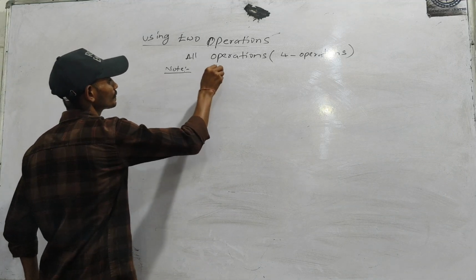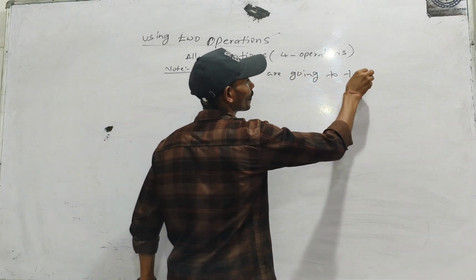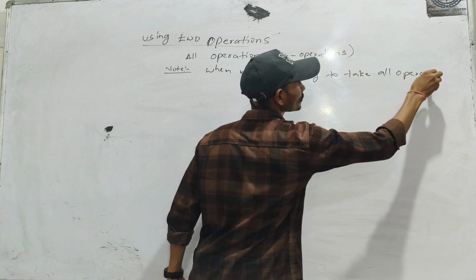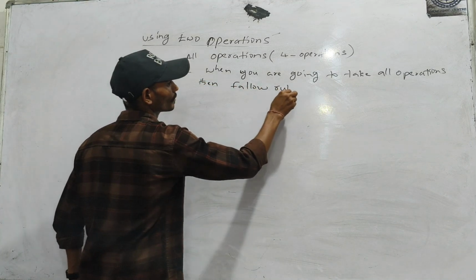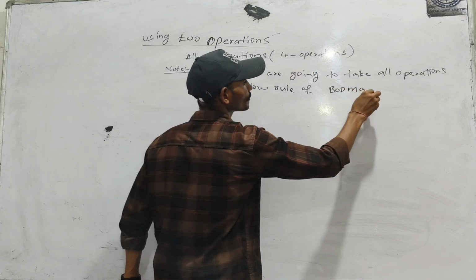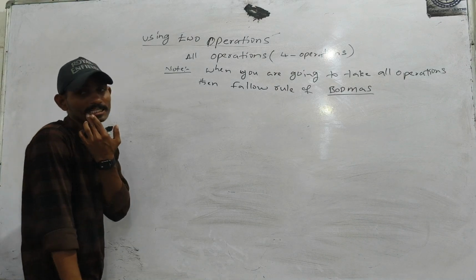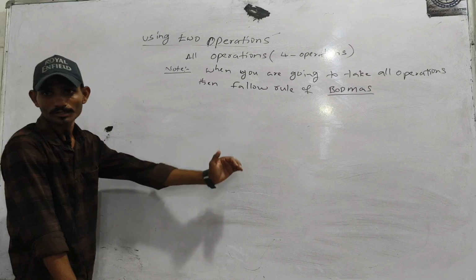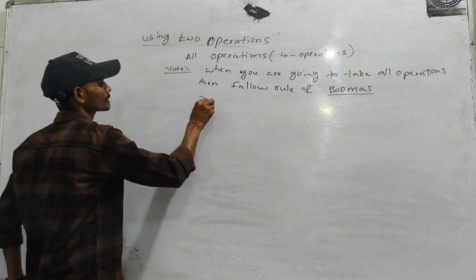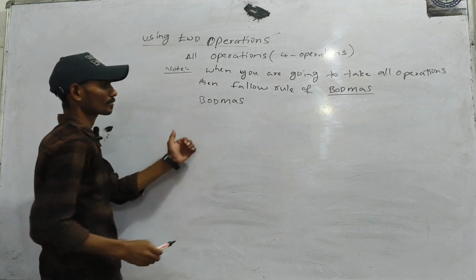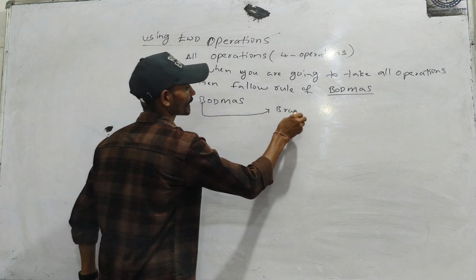When we take all operations, then you follow the rule of Bodmas. In addition and subtraction, you just arrange all positive values on one side and all negative values on one side. But when you take all operations, you should follow the rule of Bodmas. In Bodmas, B means brackets.